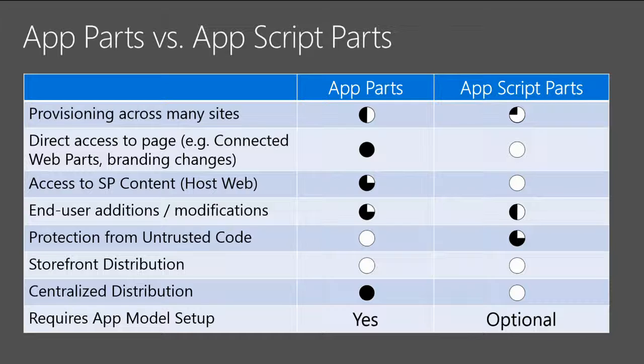If you're in an enterprise and you've got your own developers and you trust it or you've reviewed the code, then maybe you don't need some of that extra plumbing. And so using an app script part allows you to run right on the page and interact with the page in any way that you would want. It allows you to interact with the host web directly.